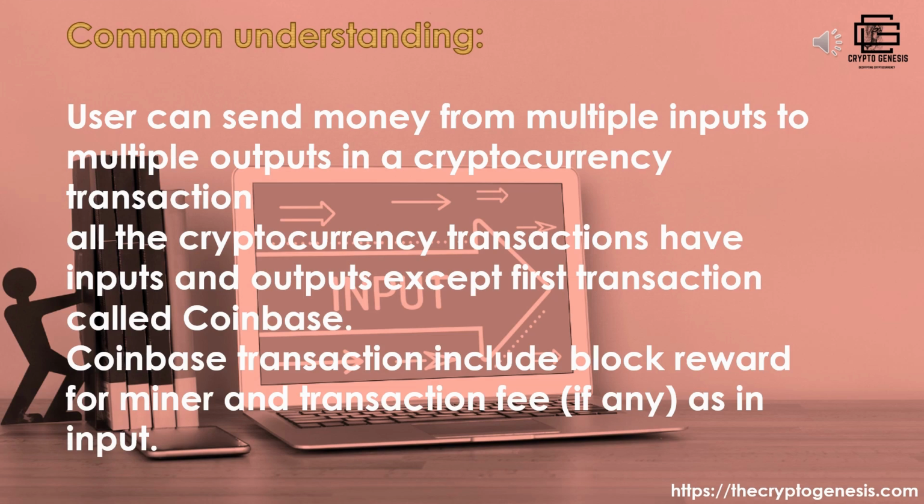Then we have some general rules that we have to follow. You can actually send crypto from multiple inputs to multiple outputs in one transaction, which is pretty common. People use this to send crypto to lots of different people or to get change back from what they are sending. All transactions in Bitcoin have inputs and outputs, except the first transaction in a block, which is called the Coinbase. The Coinbase transaction has no inputs. However, only the output of the Coinbase transaction includes the block reward for the miner. Coinbase might also include a small transaction fee for the miner, but usually it's zero.